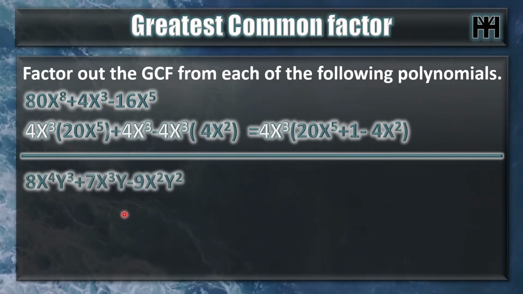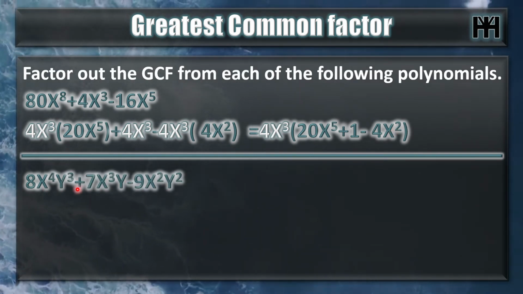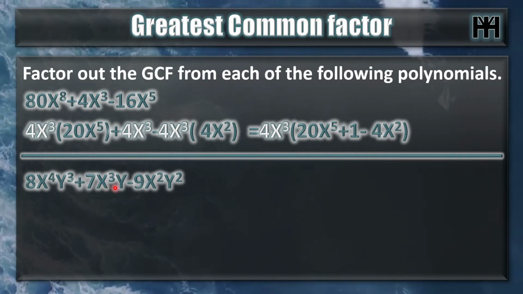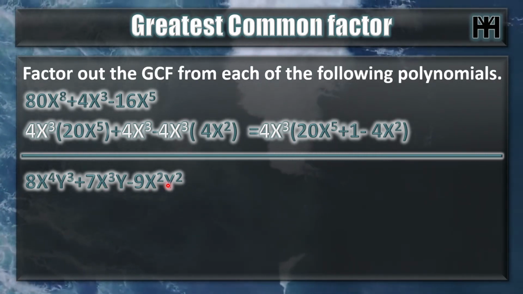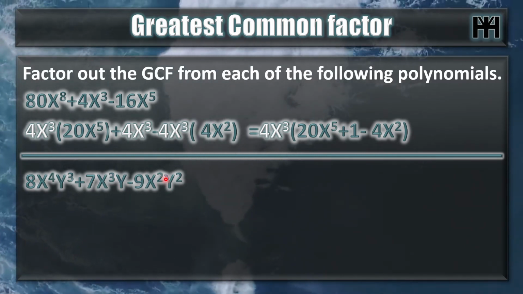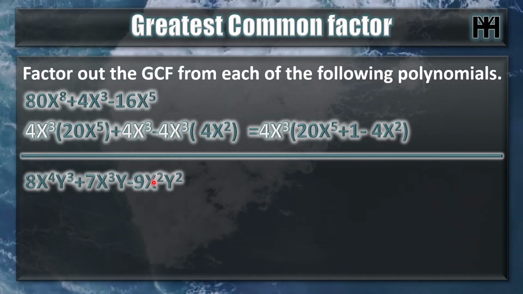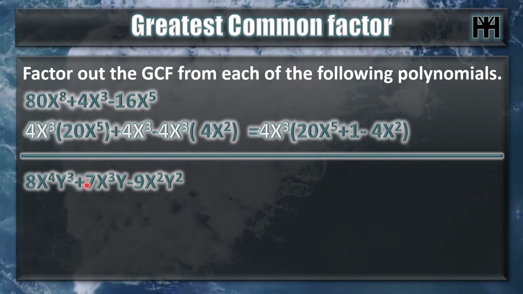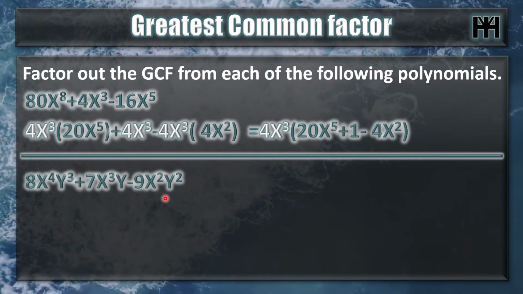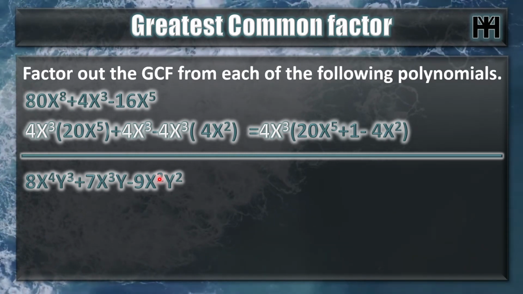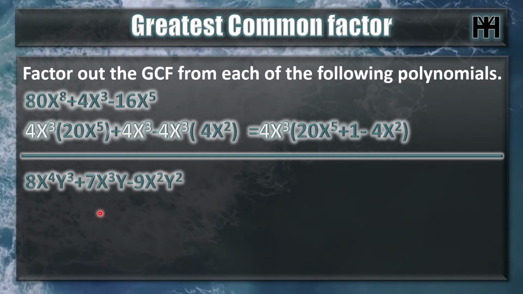Okay, let's say here we have 8x^4y^3 + 7x^3y − 9x^2y. Let's see what is the lowest power of x, or the lowest exponent of x. It's 2. What is the lowest exponent of y? It's 1. So we can take x^2y as a common factor.